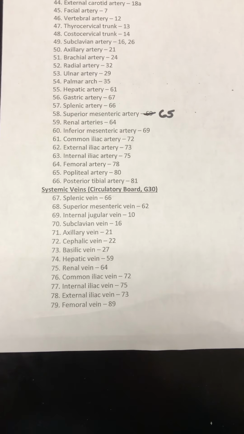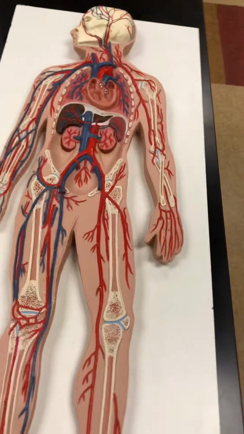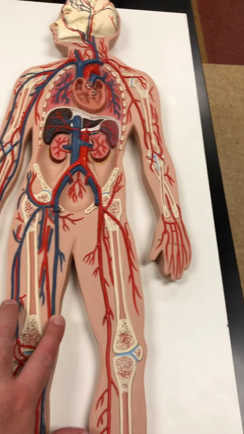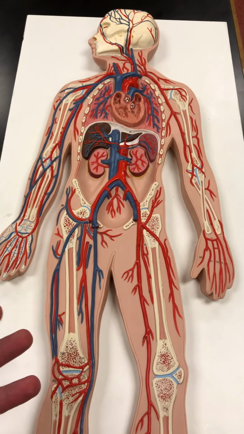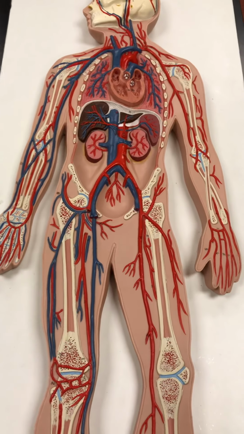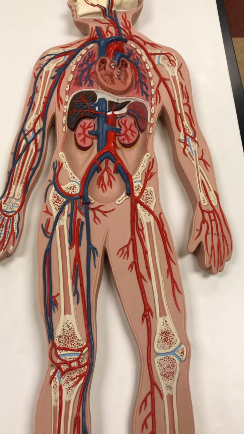All right, moving on to the systemic veins. So we're again on the circulatory board, that's G30. Okay, so remember, veins are going to be blue everywhere during systemic circulation because they're going to be low in oxygen. It'll be the opposite in pulmonary circulation. We've already discussed pulmonary circulation, so everything we're looking at here will be blue.